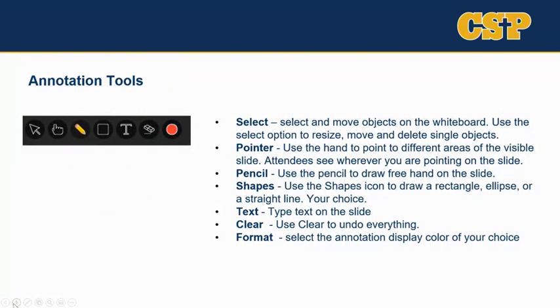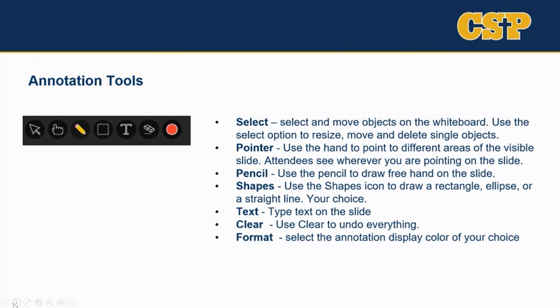Annotation tools. There are a few different annotation tools available to you as the moderator automatically. First being the Select option, which allows you to select and move objects on the whiteboard. You can use this option to resize, move, and delete single objects. So if you're looking to delete a single object on your whiteboard, you'll select it and use the delete key on your keyboard.